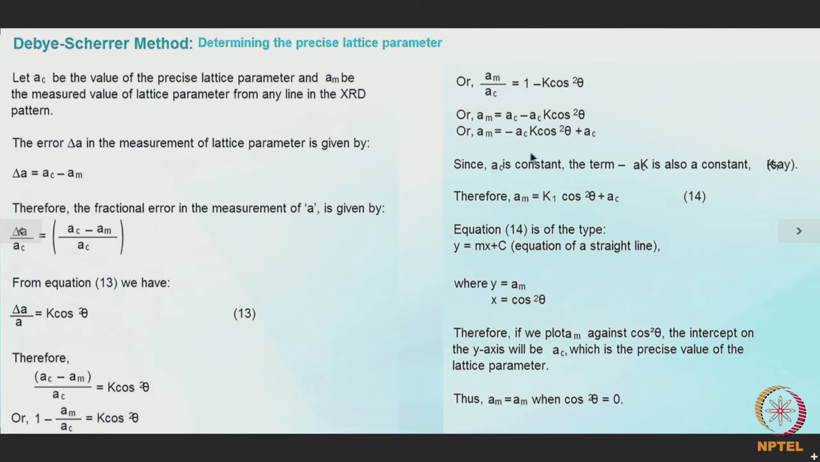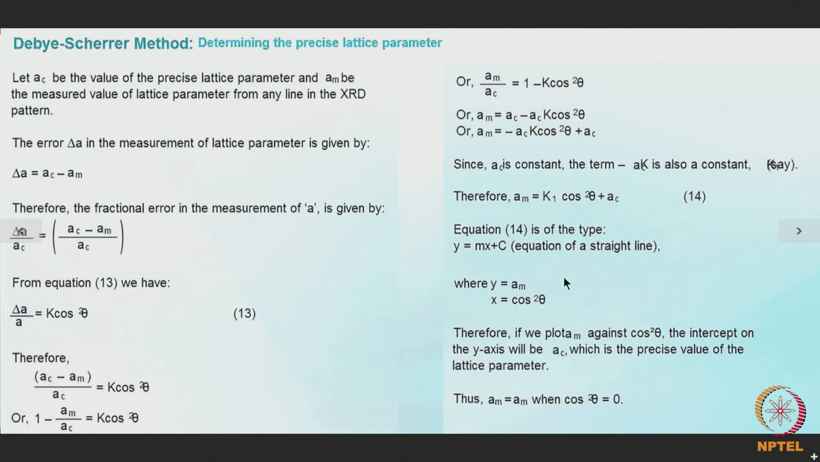Since AC is a constant, it is the precise lattice parameter of the material, the term AC k is also a constant. That means, AC is a constant quantity, the actual, precise lattice parameter, and k is a constant. So, the quantity AC k is also a constant, say we write it as K1. Therefore, this equation can be written as AM is equal to K1 cosine square theta plus AC.